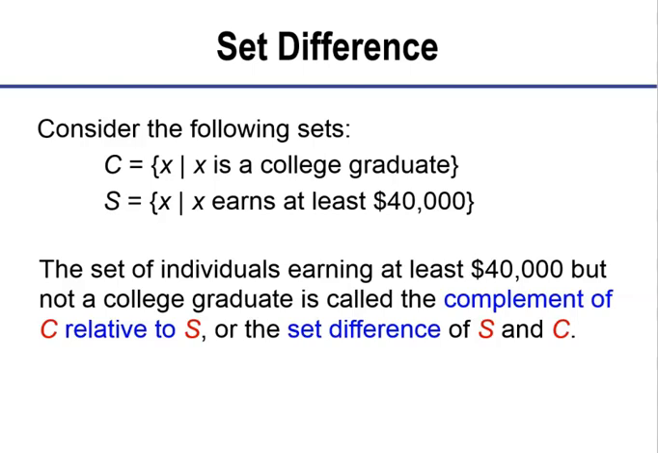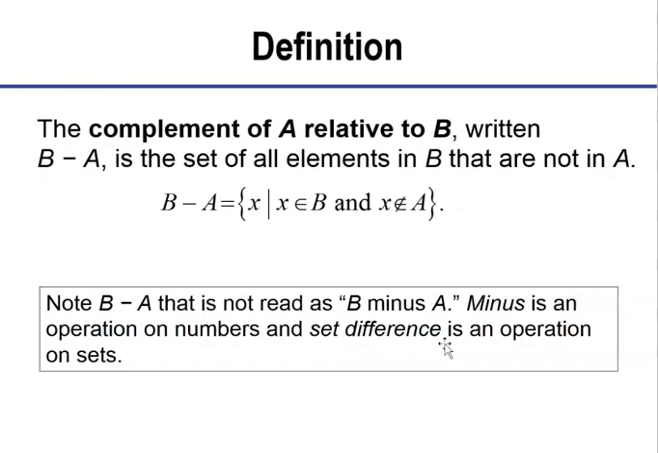What about the set of individuals earning at least $40,000 but not college graduates? Now we have a name for this. This is called the complement of C relative to S. Also called this set difference. You might find that this is easier to call it the set difference. Because when you look at the notation that's coming, C relative to S, it's kind of backwards. Watch this. Here it is, okay?